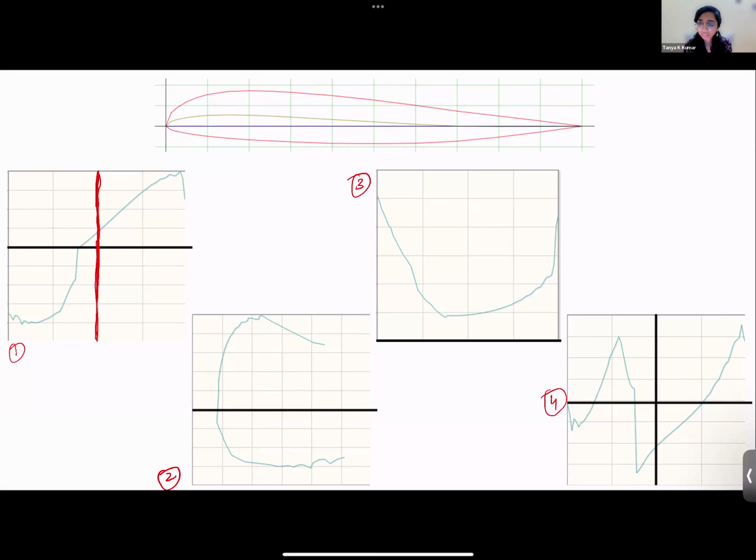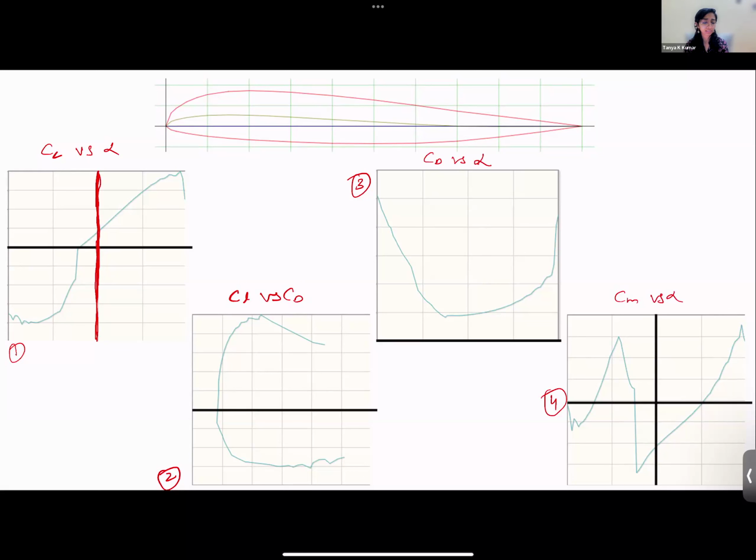Okay, so Shreyash says first is CL versus alpha. Second is CL versus CD. Third is CD versus angle of attack. And the last is CM versus alpha. Okay. Let me look at it.